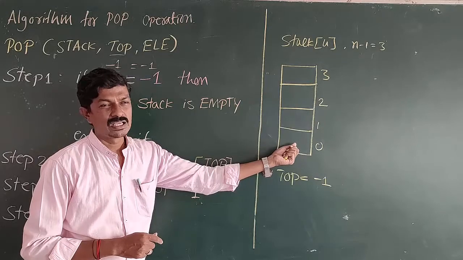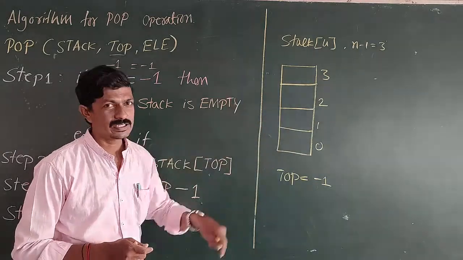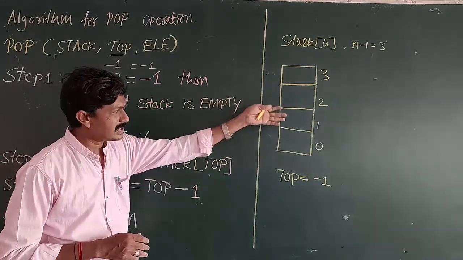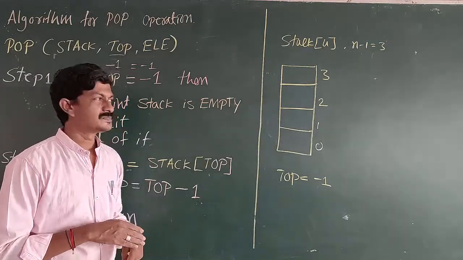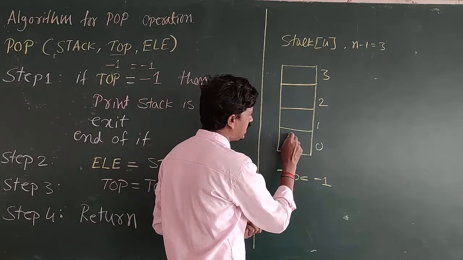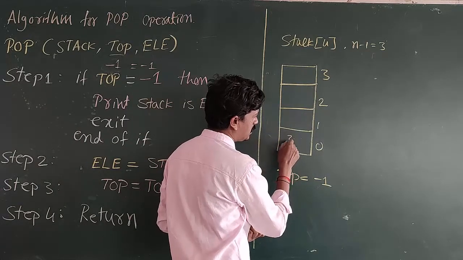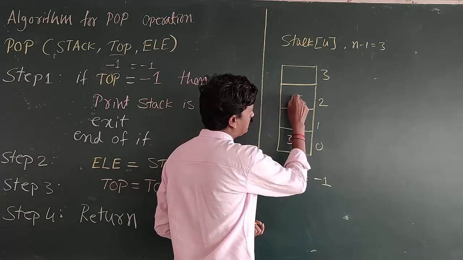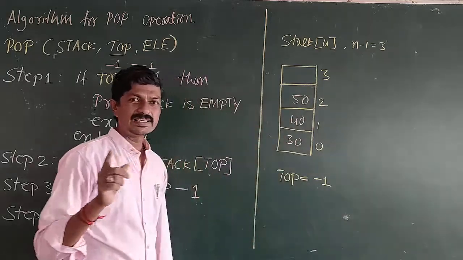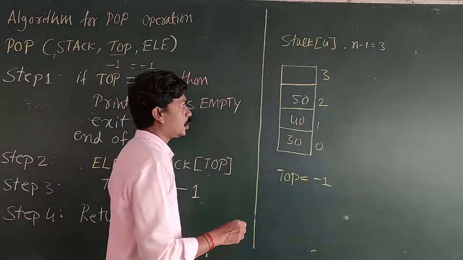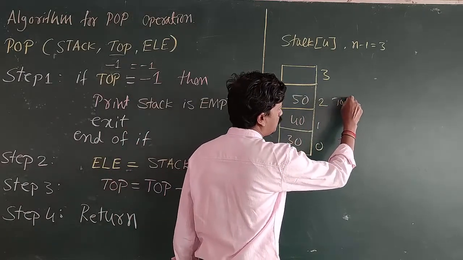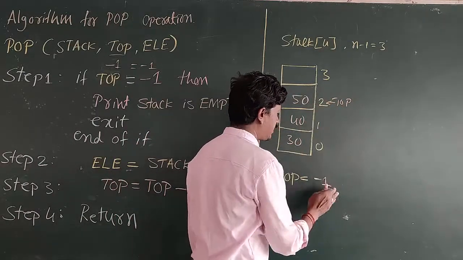Now we will insert certain elements into that stack and try to delete those elements. Right. Now I am inserting 3 elements: 30, 40, 50. Now I have inserted the 3 elements. Now the top pointer is pointing to the second index.